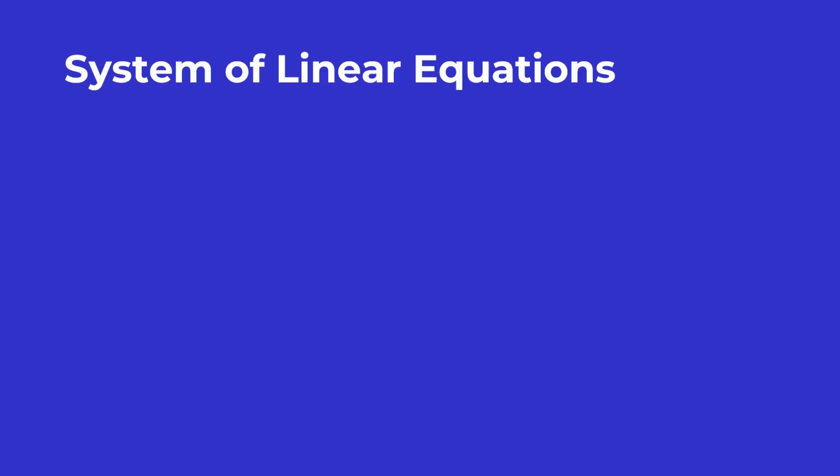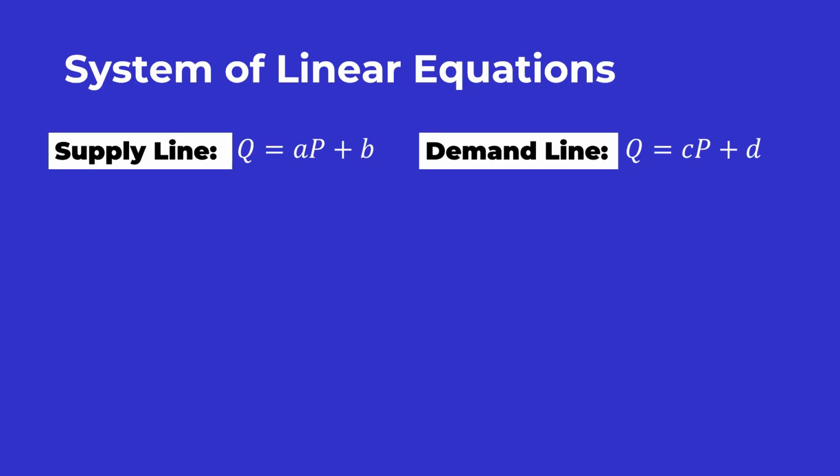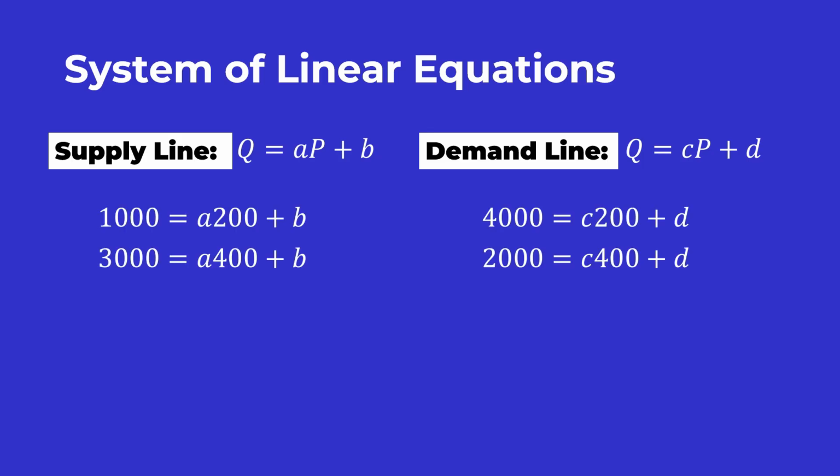Now let's see how we can solve this algebraically, that is using equations. We have two equations, one for the supply line and the other for the demand line. Here we have two unknowns, quantity and price, but first we need to solve for the unknowns A, B, C and D in both these equations. We plug in the provided numbers and get these two sets of system of linear equations. In each system we have two equations and two unknowns. We can solve this easily either by simple algebraic operations or we can use Gauss elimination or Gauss-Jordan elimination method.